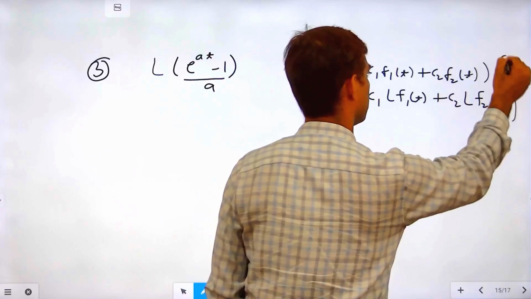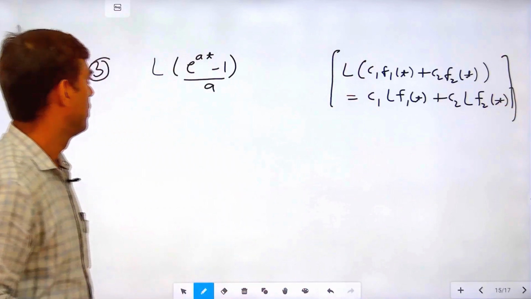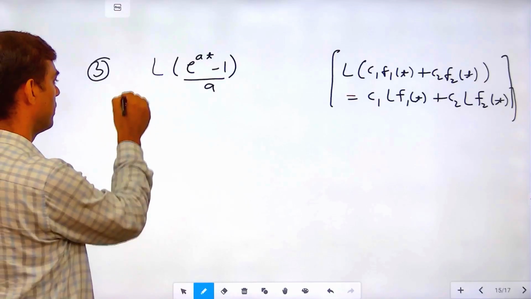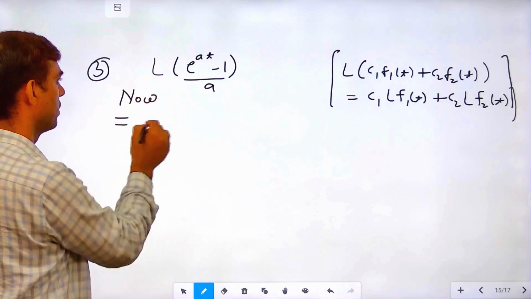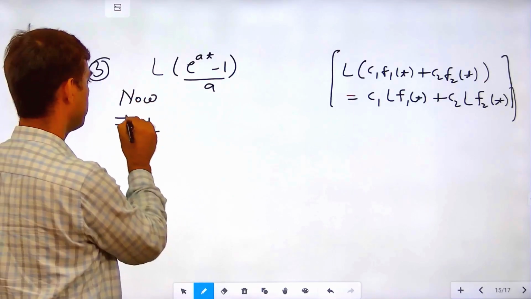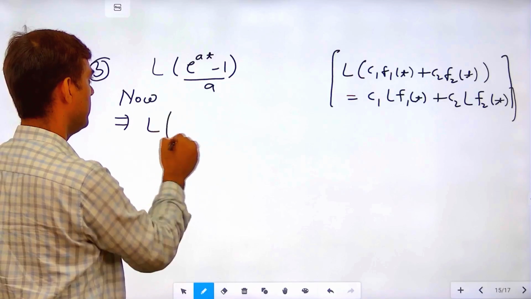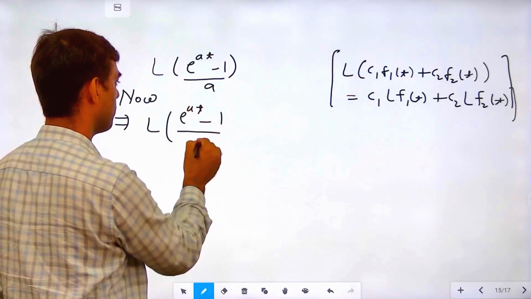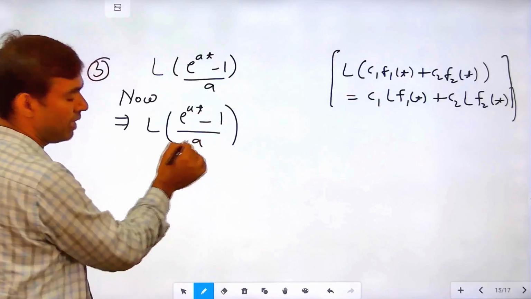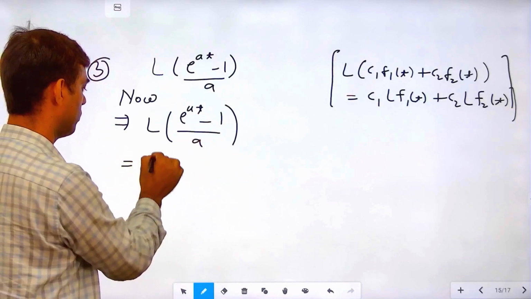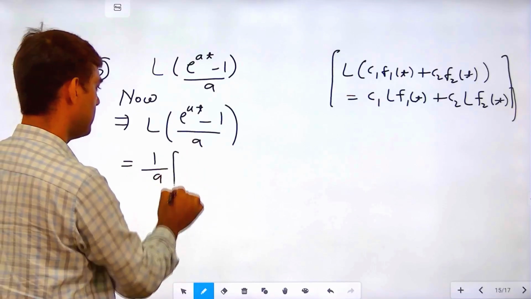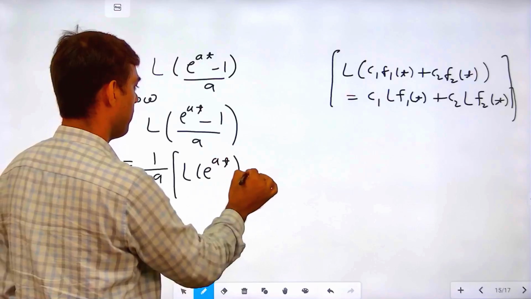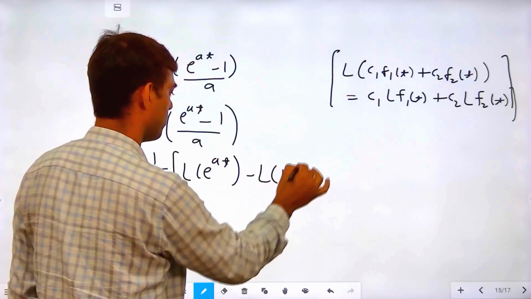This is the linearity property; later on we will prove it. Here, in the Laplace transform of e to power at minus 1 upon a, 1 upon a is a constant, so it comes outside: 1 upon a times the Laplace transform of e to power at minus the Laplace transform of 1.